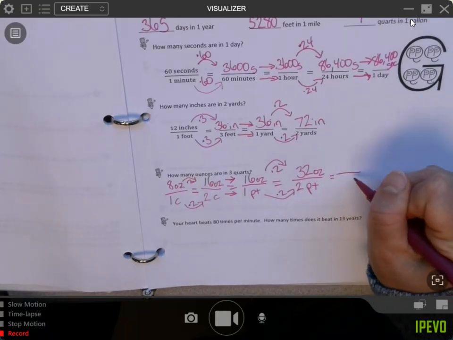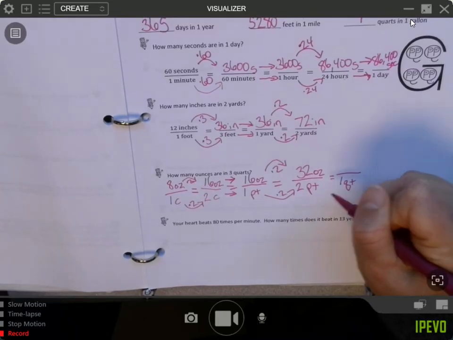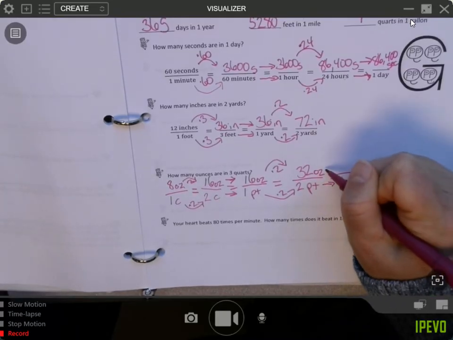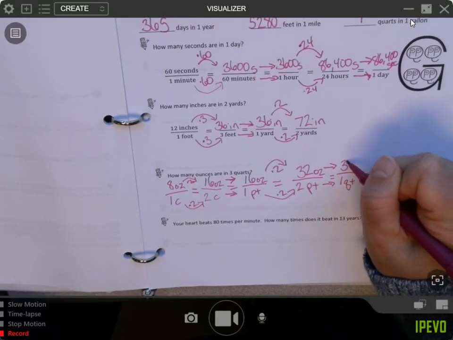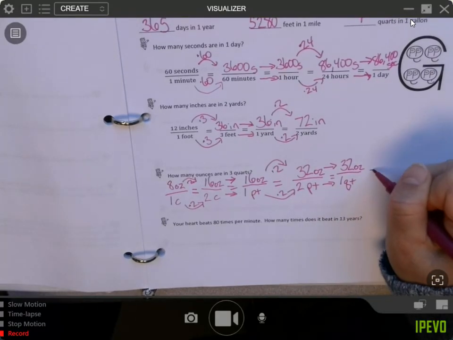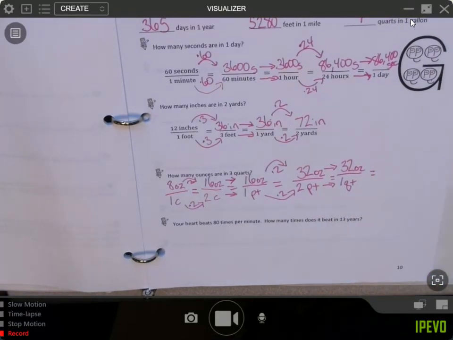2 pints we know is 1 quart. That was a straight across. So my 32 ounces goes straight across. My question asks, how many ounces are in 3 quarts? So if I'm at 1 quart, what's my next step, Rocco?